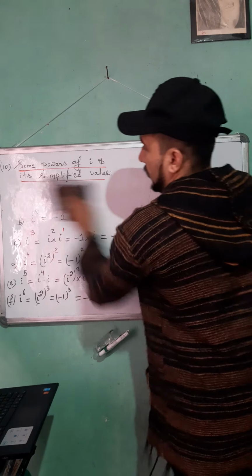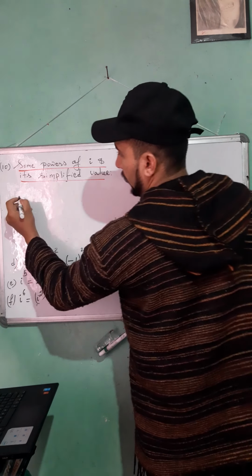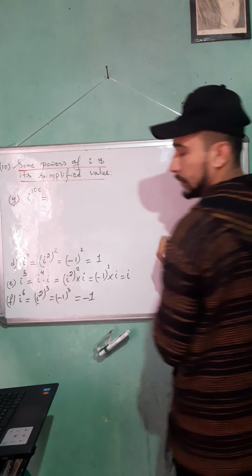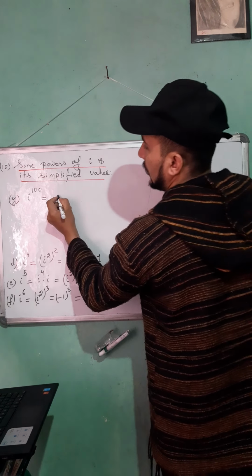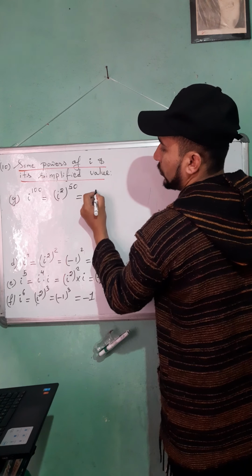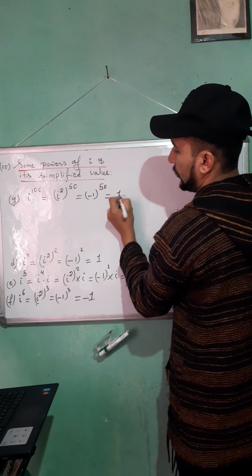Next, let me give some more. Number G, i to the power 100 will be how much? i to the power 100 is i square to the power 50. So i square is minus 1 to the power 50, which is plus 1.